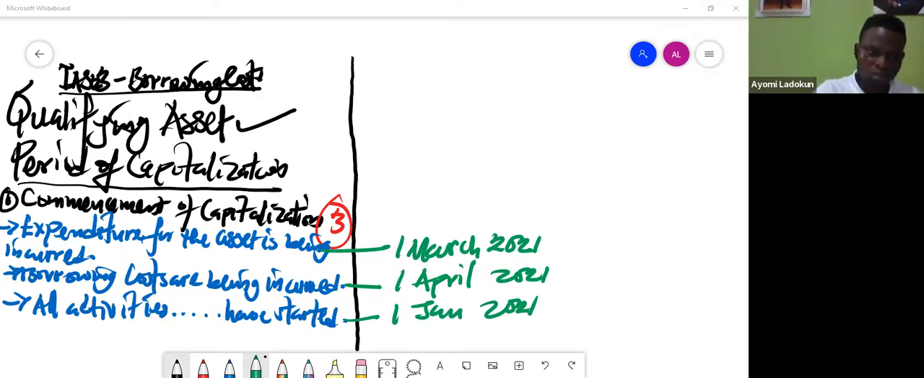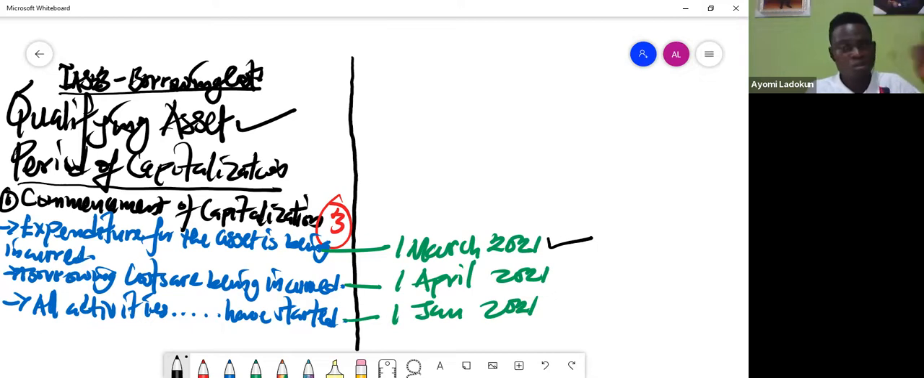What does this mean? What is the meaning of expenditure for the asset is being incurred? I'm already buying blocks or cement, I have employed laborers to come and start working. So work has started. And when did it start? It started 1st March. Have I borrowed money 1st March? The answer is no. I have not borrowed money. I was using my money. So at that time, I have not incurred borrowing costs.